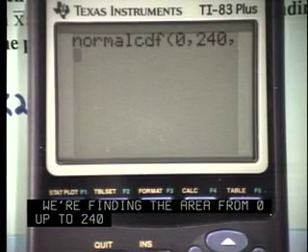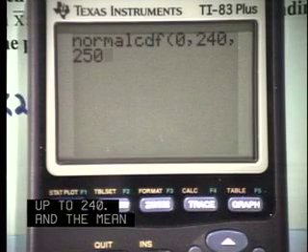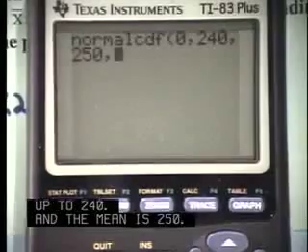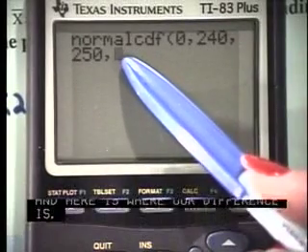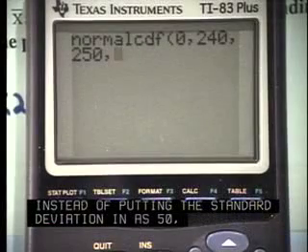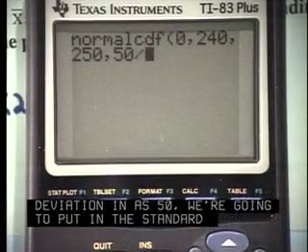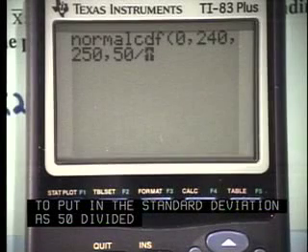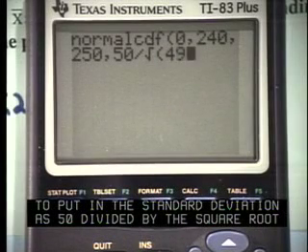And the mean is 250. And here is where our difference is. At this point, instead of putting the standard deviation in as 50, we're going to put in the standard deviation as 50 divided by the square root of 49.